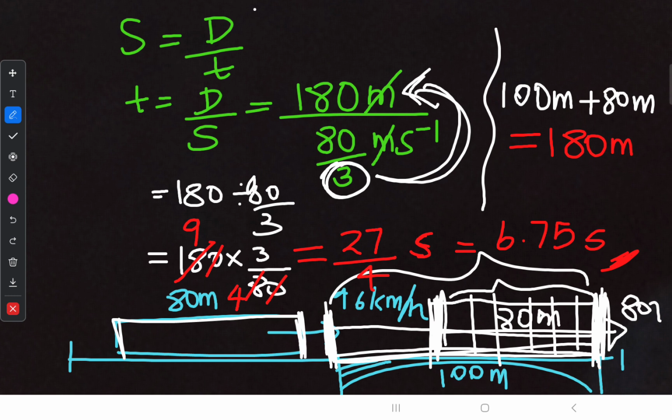In meters per second. We can substitute in this formula to get our time in seconds: 6.75 seconds. This is the way you have to approach this question. You have to think logically, otherwise you will do this question wrongly. This is the way.